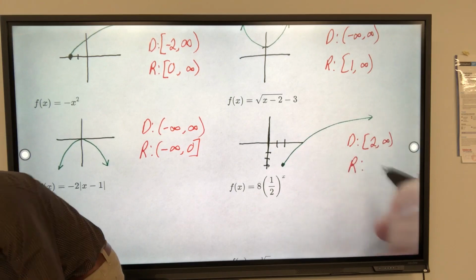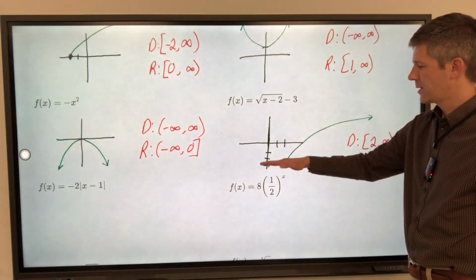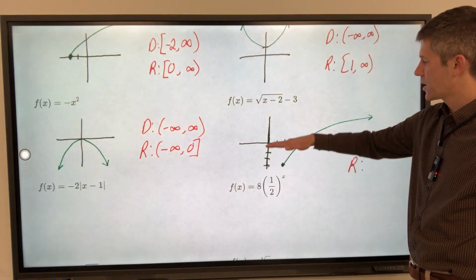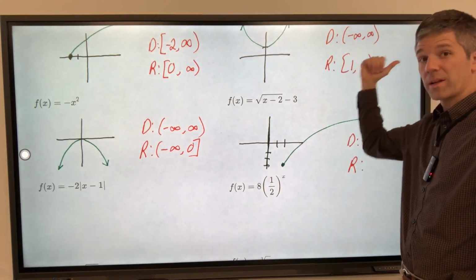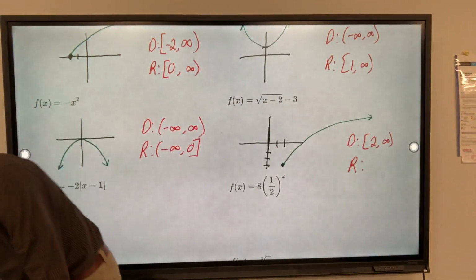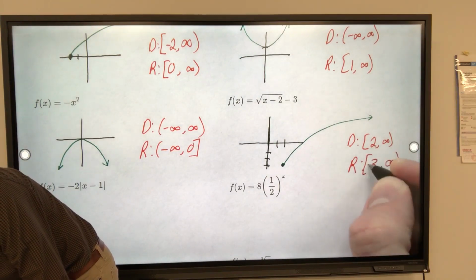And the range is, nope, nope, nope, haven't hit the graph yet. Now I've hit the graph at negative 3, and it goes up forever. It goes off this way, but it's still going to go up forever. It just takes it a while to get there. So from negative 3 to infinity.